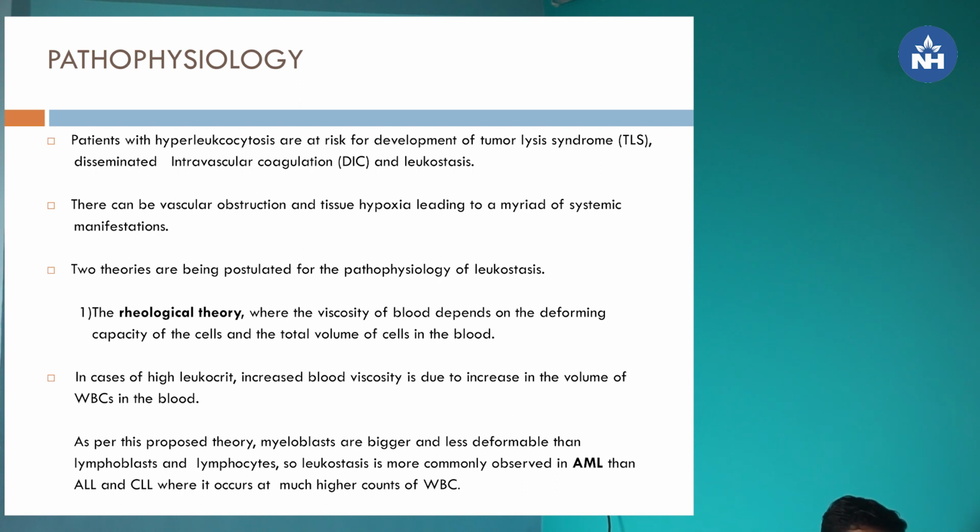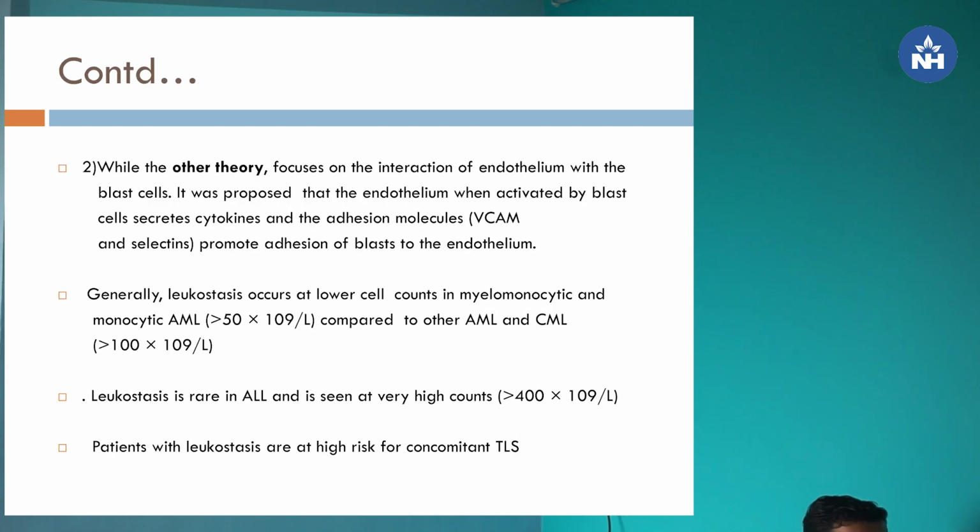As per this proposed theory, the myeloblasts are bigger and less deformable than lymphoblasts and lymphocytes. So, leukostasis is more commonly observed in AML than ALL and CLL, where it occurs at much higher counts of WBC. The second theory focuses on the interaction of the endothelium with the blast cells. Endothelium, when activated by blast cells, secretes cytokines and adhesion molecules such as VCAM and selectins, which promote the adhesion of the blast to the endothelium.